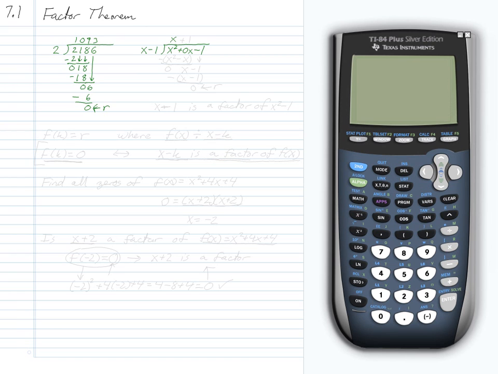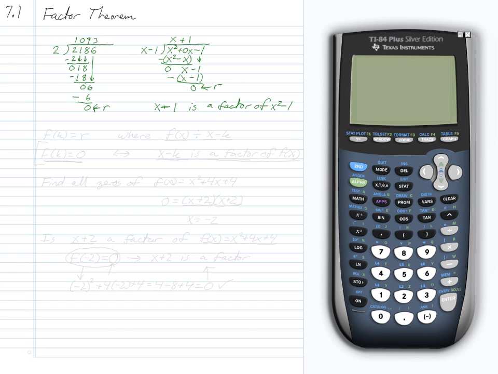I would need an x, so x squared minus x. Subtract all of that. The x squareds disappear, and I have 1x left over, bringing down the negative 1. And I need 1 for the remainder of 0. So we have just proven that x minus 1 is a factor of x squared minus 1. When we divide x squared minus 1 by x minus 1, we get a remainder of 0.